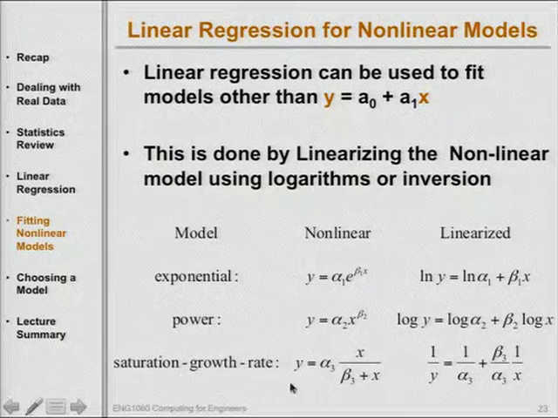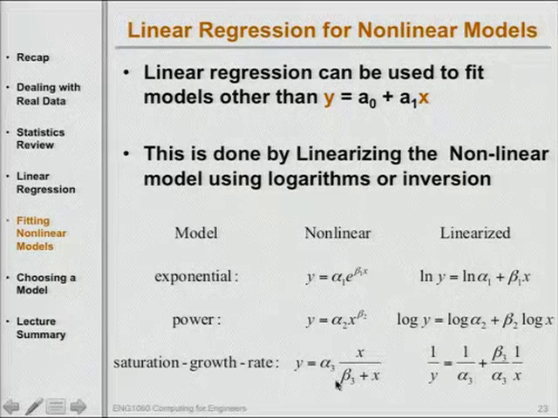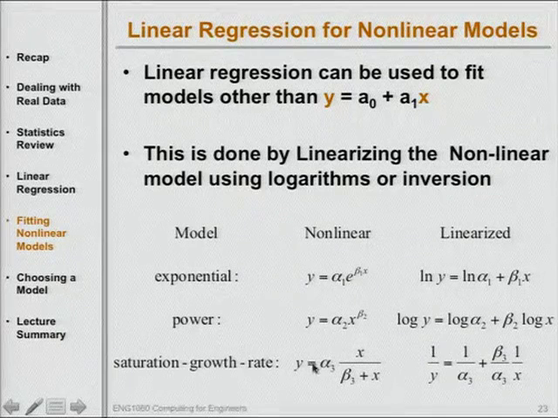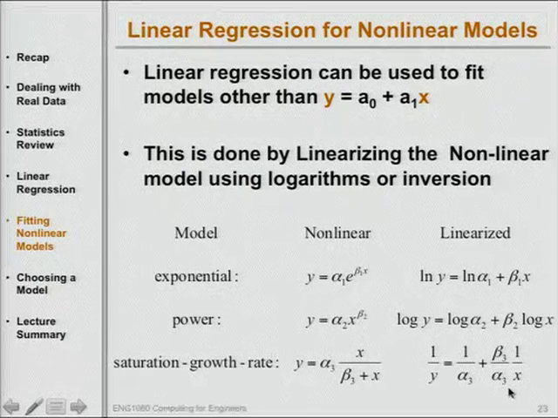And there's also a saturation growth rate model, which is in lecture 16. If you look at the notes, we might get to it today. y is equal to alpha 3 times x divided by beta 3 plus x. What you actually do for this case here is you invert both sides of the equation. So you've got 1 on y equals 1 on alpha 3 plus beta 3 on alpha 3 times 1 on x. And our new variables are 1 on x and 1 on y. And you fit a straight line to those two things. And the coefficients we then find are 1 on alpha 3 and beta 3 on alpha 3, and then we can get back to the coefficients that we're actually looking for to fit into this model here.